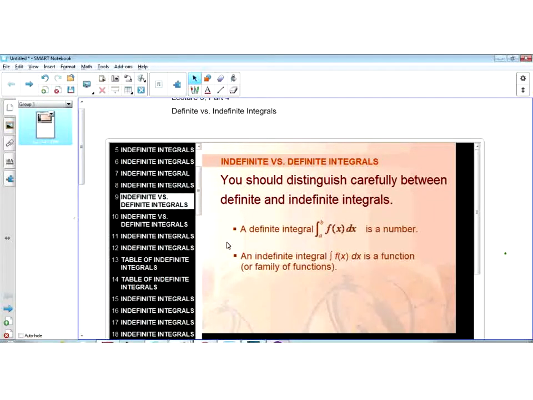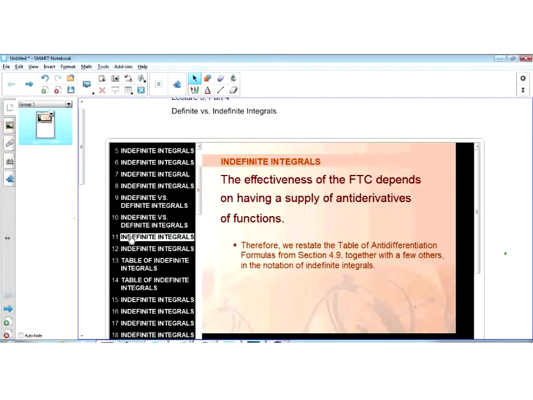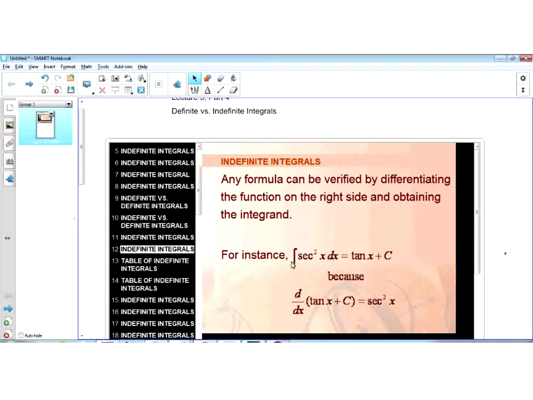Definite integrals have upper and lower bounds. Indefinite integrals have no bounds. Okay, and so here's the connection. The definite integral is the evaluation of the indefinite integral along the bounds of the definite integral. Okay, so we can go back to section 4.9 for a table of antidifferentiation formulae. For instance, the indefinite integral of secant squared x dx is tan x plus c, because by the fundamental theorem of calculus, part 1, if we take the derivative of the tangent function plus c, we get back the argument of the indefinite integral, which is secant squared x.